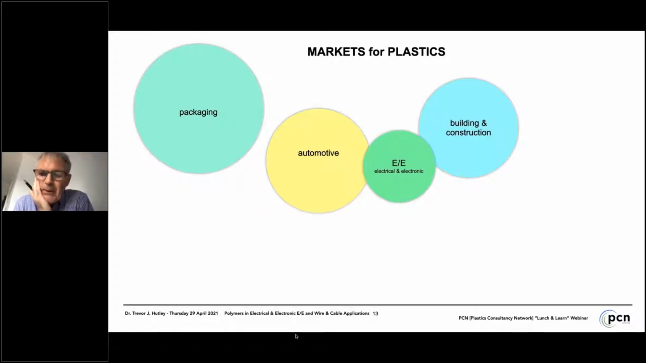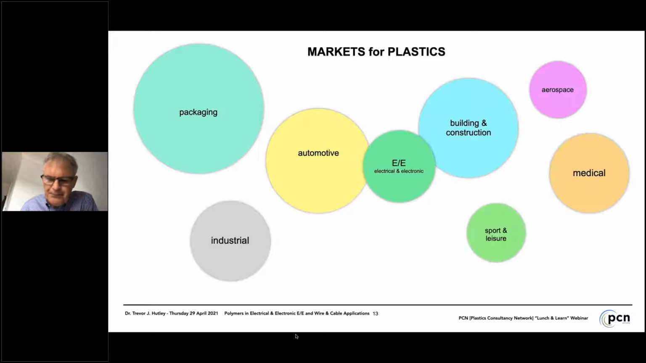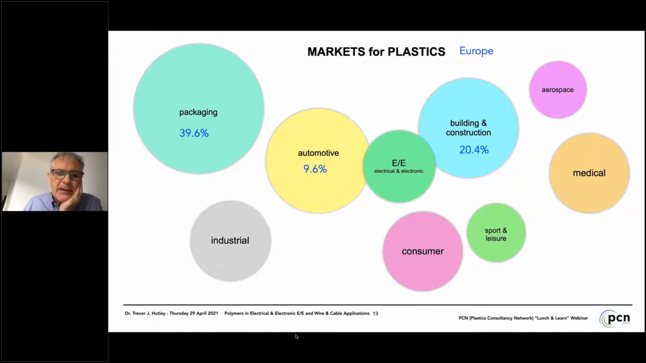And we've also overlapped with building and construction, because as you're clearly aware, no building, no construction can really take place these days without an enormous quantity of wire and cable for supplying power and data and information throughout. And then there are the other market sectors which we're not looking at today. And we took some numbers for the European applications, and so the packaging was almost 40%, building and construction 20%, and automotive just under 9.6%. That's the latest European numbers. And for electrical and electronic sector, 6.2%.